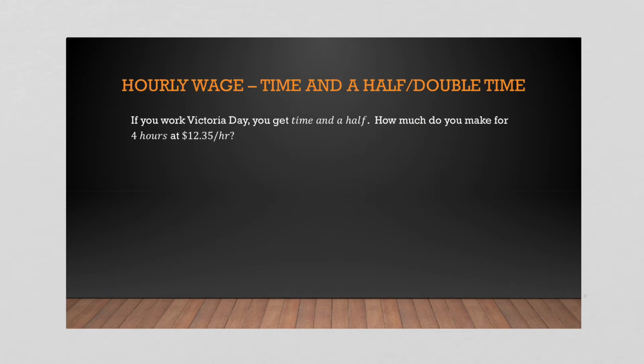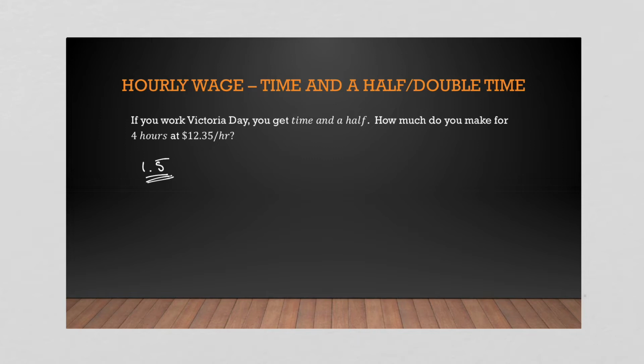Now, things get a little bit more tricky when we talk time and a half and double time, but really not much. So, little disclaimer: double time, time and a half, it varies job to job. But be aware of your workers' rights so you know whether or not you're getting taken advantage of. Now, generally, if you work on a stat, so if you work on Victoria Day, you get time and a half, okay? So that means you get paid 1.5 times your normal rate.